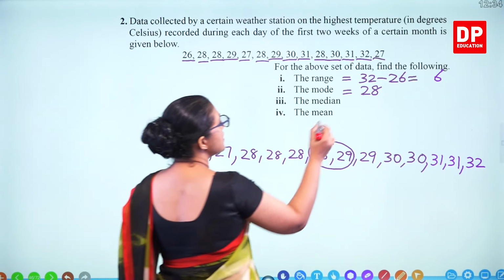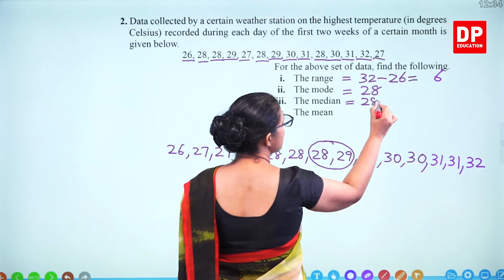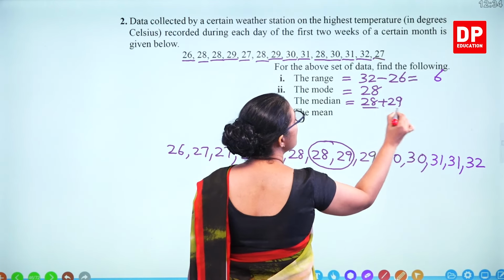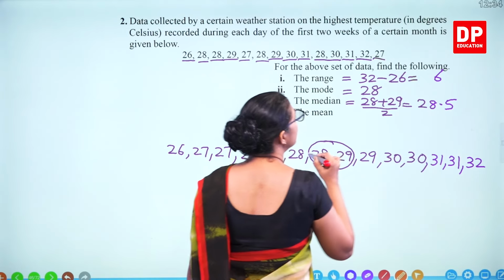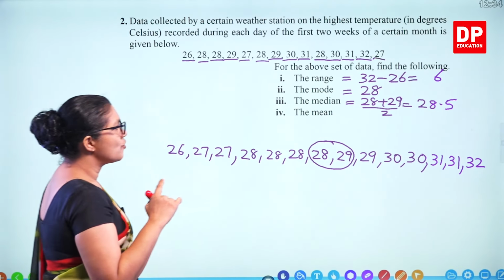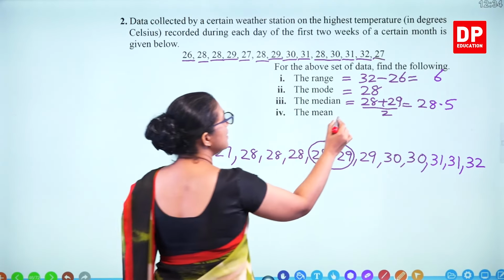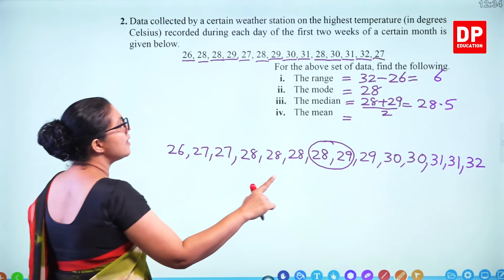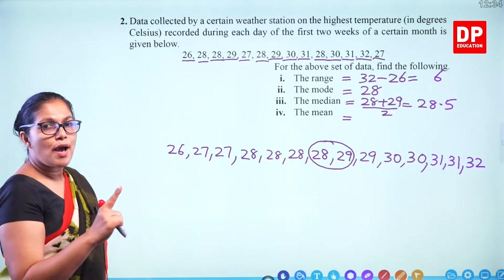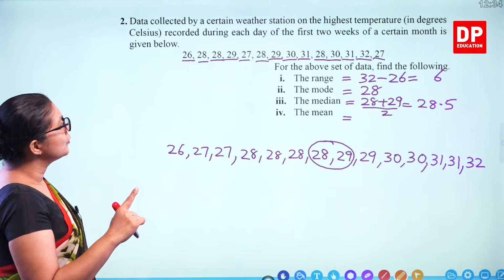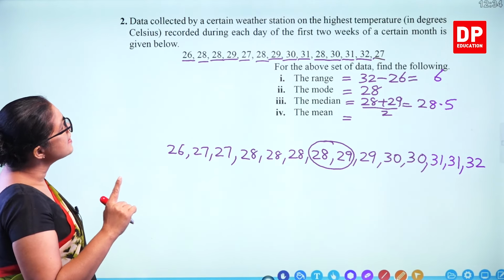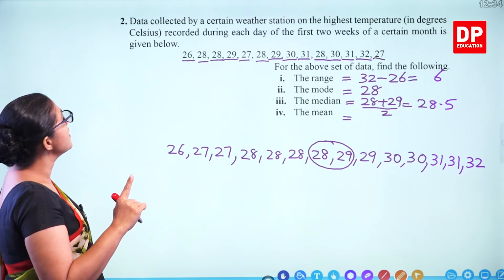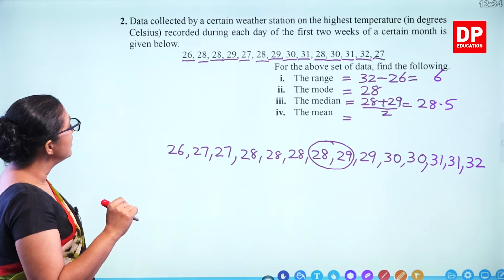So 28 plus 29 divided by 2. So you get 28.5. Now the mean value. You have to take the total and divide by the number of numbers. All these are values in degrees Celsius.